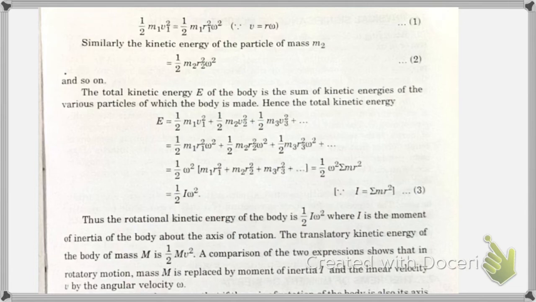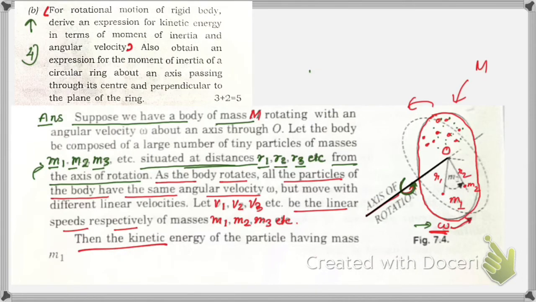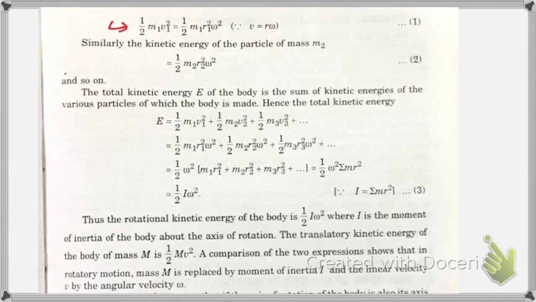Then the kinetic energy of the particle having mass m1 will be given by half m1 v1 square, right? And v is equal to r omega, so v1 will be equal to r1 omega, right? Similarly, the kinetic energy of the particle of mass m2 will be half m2 r2 square omega square and so on. If you find the total energy, then you have to sum up the energies of the particles of mass m1, m2, m3 and so on.